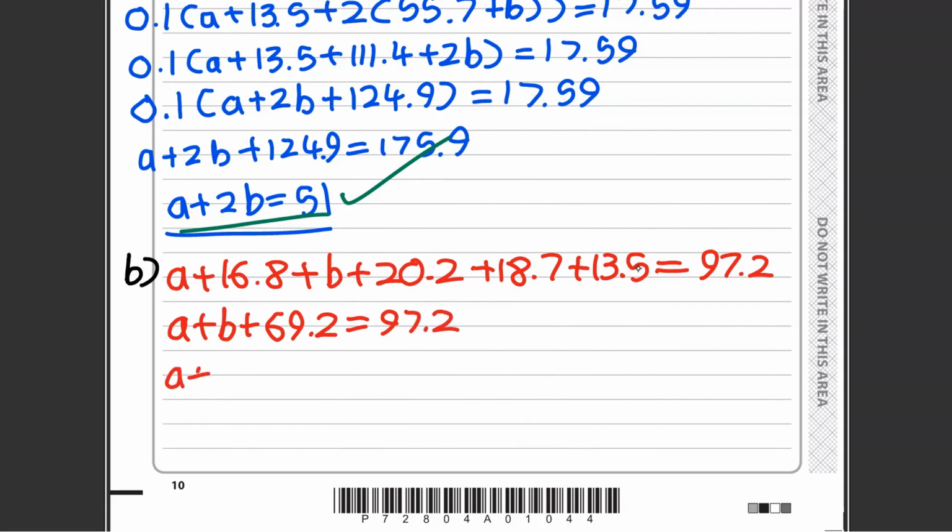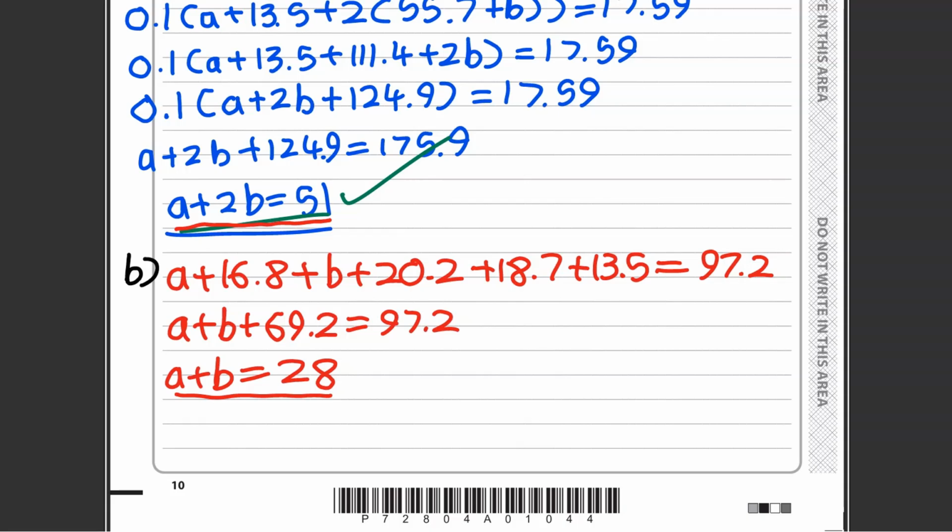So therefore a plus b is equal to, if you move this 69.2 onto the other side, you get that a plus b is equal to 28. And what's useful about this is now we have a pair of simultaneous equations. We have this a plus b is equal to 28, and we have this a plus 2b is equal to 51 that we figured out in part A. So therefore we can figure out the values of a and b from this here.